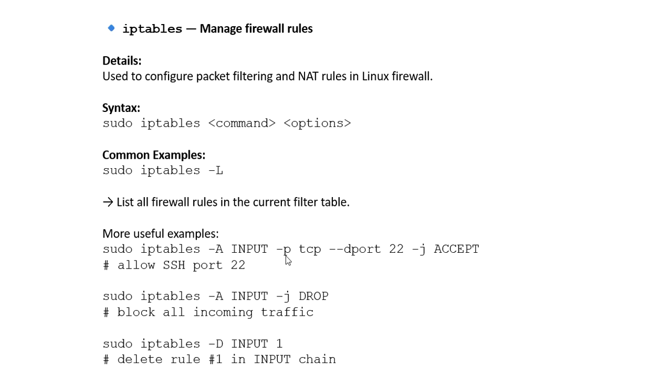INPUT -p tcp --dport 22 -j ACCEPT, which allows the SSH port 22. sudo iptables -A INPUT -j DROP blocks all the incoming traffic. sudo iptables -D INPUT 1 deletes rule 1 in the input chain.